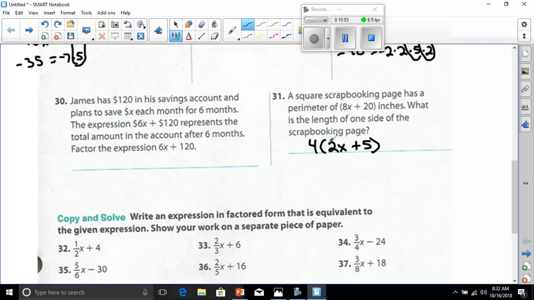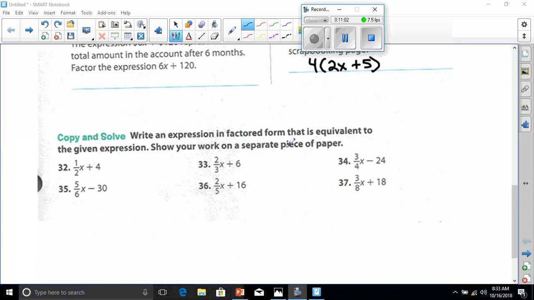So 4 times 2x will give us 8x, and 4 times 5 will give us positive 20. And that will be our answer. Let's go to number 33. Write an expression in factored form that is equivalent to the given expression. Show your work. All right, we want something in factored form that is equivalent to this.